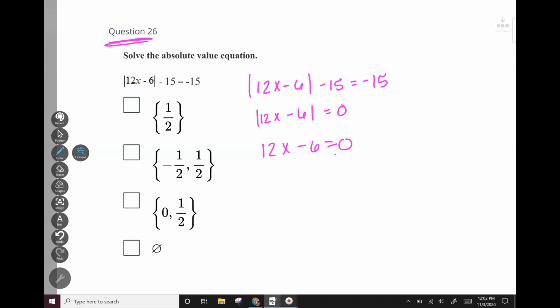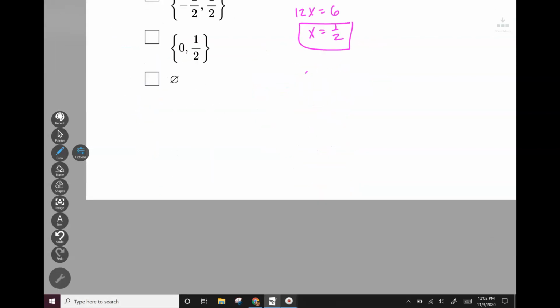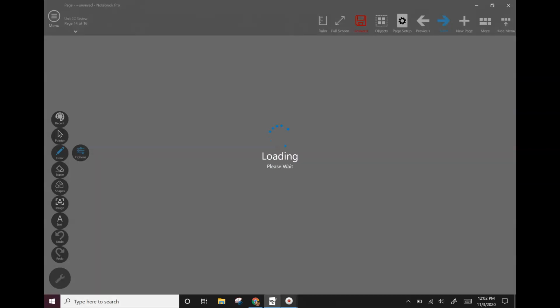Okay, so we now solve for x. 12x equals 6. X equals 6 over 12, which is 1/2. So it should just be 1/2. I don't really know what it's counting as correct on here. But as you can see, 1/2 is the only correct answer. Okay, sorry about that mistake. Not sure how it happened. Human error. Next page.